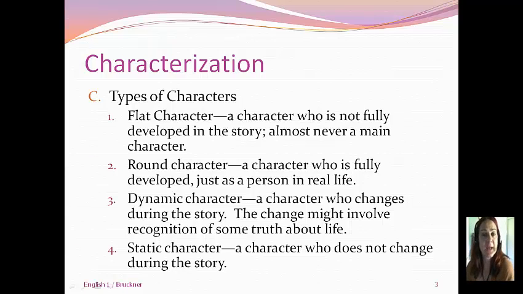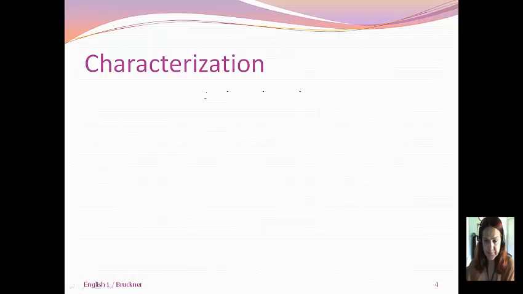So, we have types of character being a flat character, one that we only get one dimension of, and then a round character. We get a three-dimensional image of him, all sides. We have a dynamic character, one who changes during the process of the story, and we have a static character, one who does not change during the process of the story.